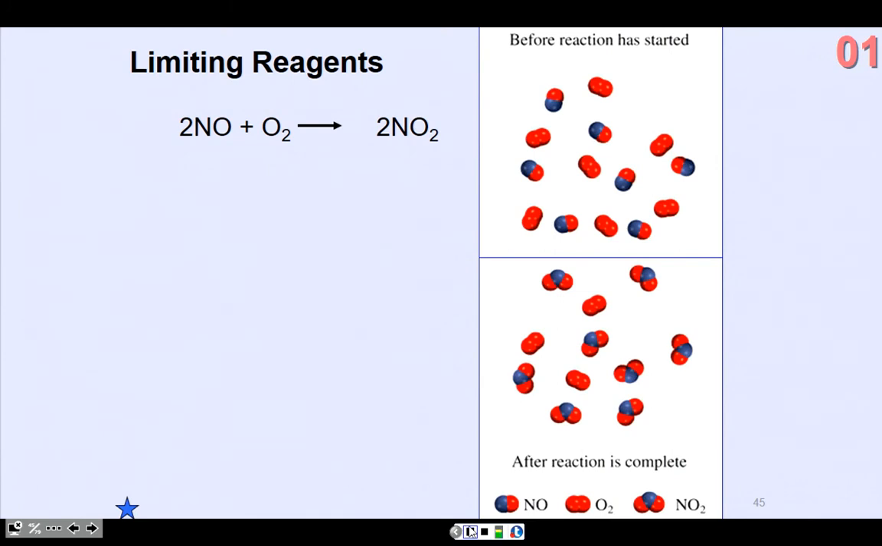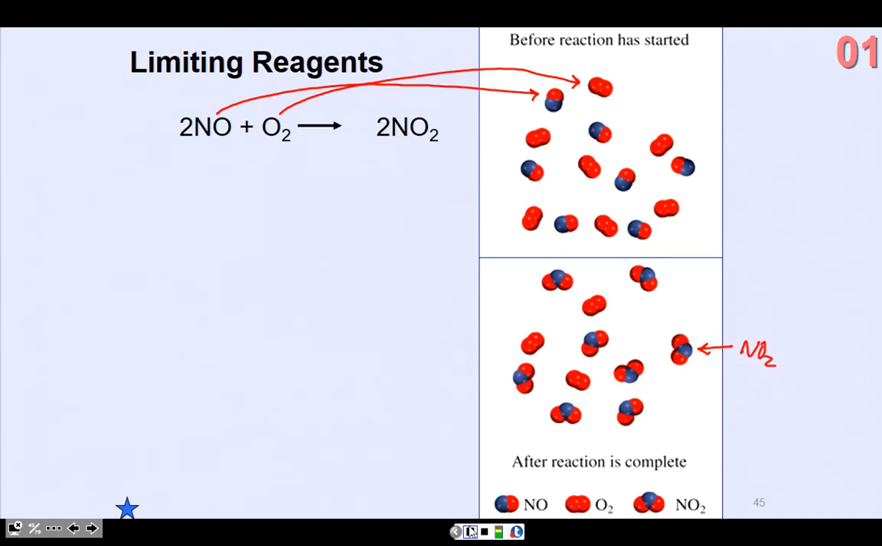Nitrogen monoxide reacts with oxygen to make nitrogen dioxide. And so it takes two nitrogen monoxide molecules with one oxygen molecule to make two nitrogen dioxide. Okay, so it's going to take two of this guy, this blue and red combination, with one of these to make the nitrogen dioxide, which is apparently this one down here, NO2.